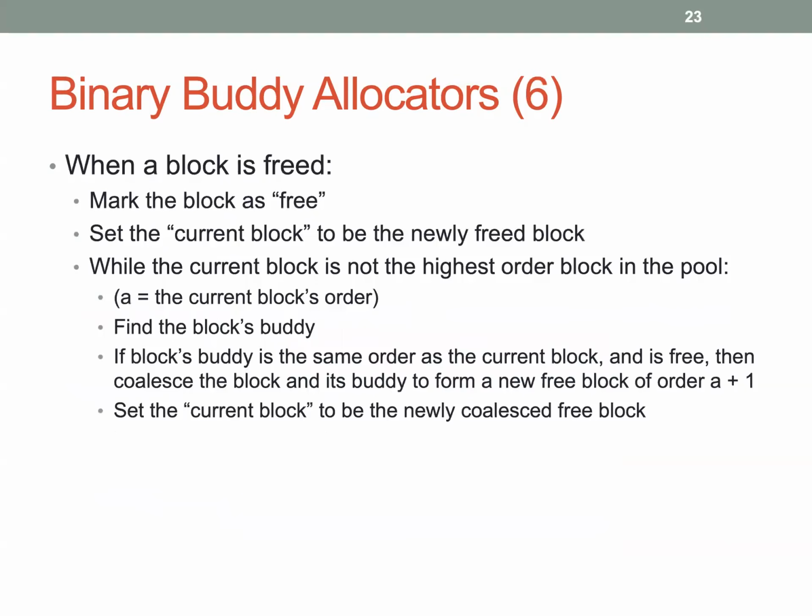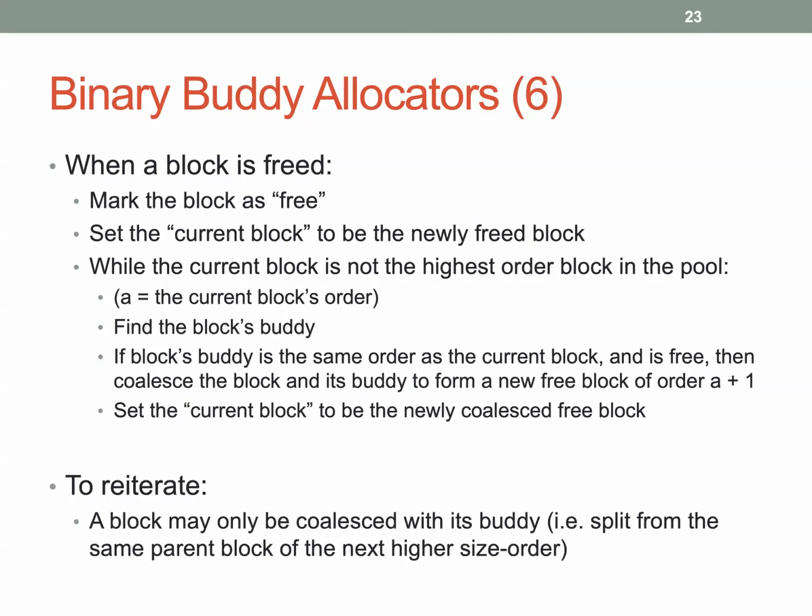When you free a block, you mark the block as free, and you start with that as your current block, and you say, hey, block, is your buddy also free and of the same size order? If it is, you coalesce them. Now you have a free block of the next higher size order, so you repeat. Find its buddy. Is it free and in the same size order? Yes, then you create a bigger block. So you just keep doing this to coalesce up the memory tree.